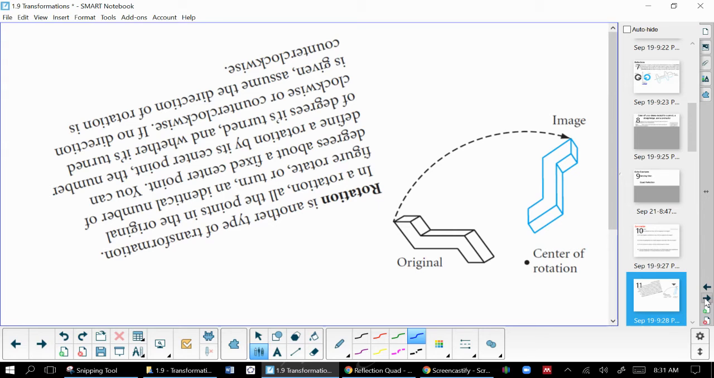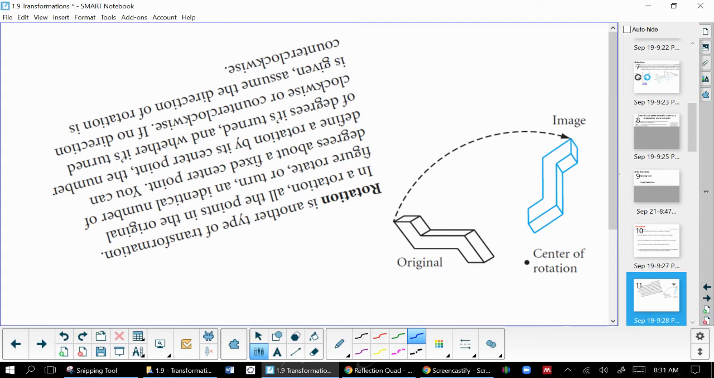So this one says, again, I'll read it if you're having trouble with this. It says a rotation is another type of transformation. In a rotation, all the points in the original figure rotate or turn an identical number of degrees about a fixed center point. You can define a rotation by its center point, the number of degrees it's turned, and whether it's turned clockwise or counterclockwise. If no direction is given, assume the direction of rotation is counterclockwise.